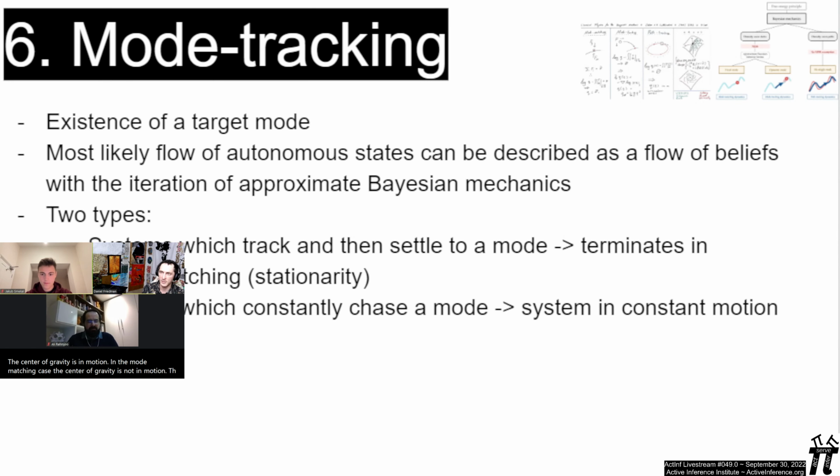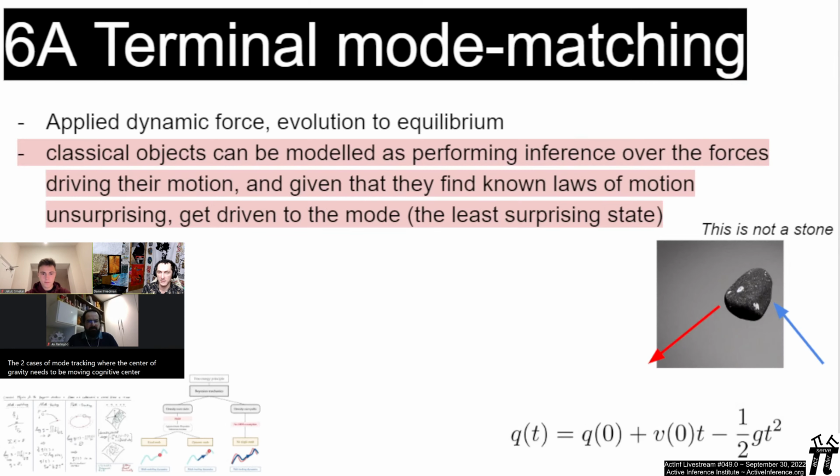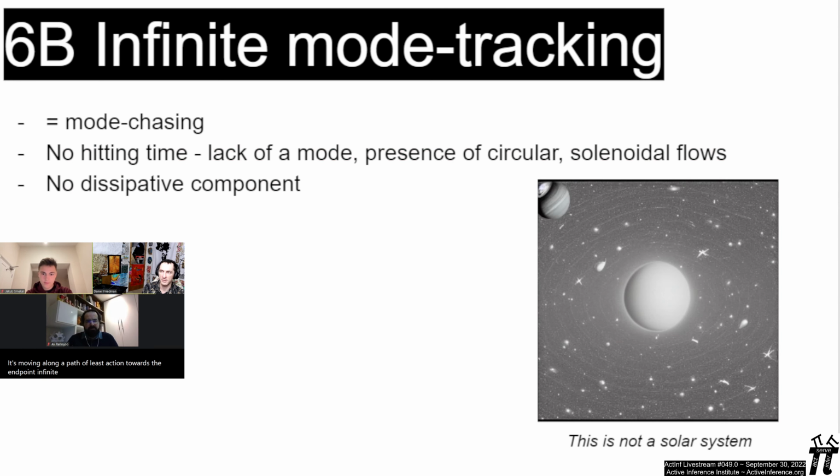The two cases of mode tracking, where the center of gravity, cognitive center of gravity, needs to be moving, are terminal mode matching, which is equivalent to a ball thrown in a parabola, where there's some defined endpoint, but it's moving along a path of least action towards that endpoint, and infinite mode tracking, where it's in a continuous dynamical or oscillatory acceleration process. And again, it's super interesting to think about what these actually entail cognitively. I'm sure we'll get there.